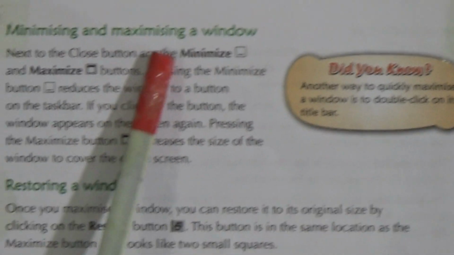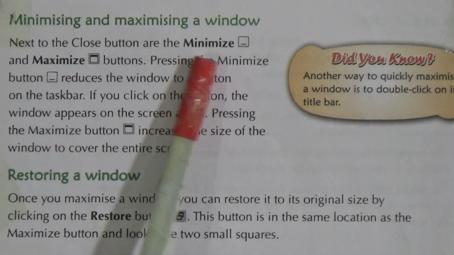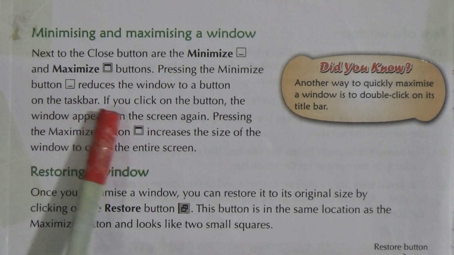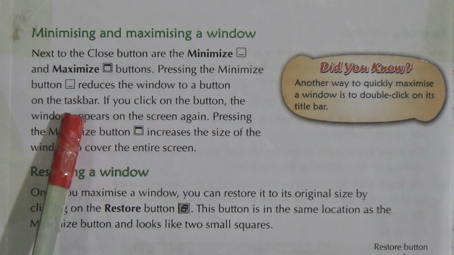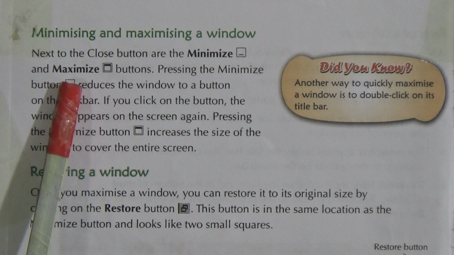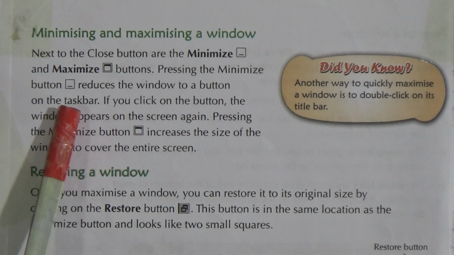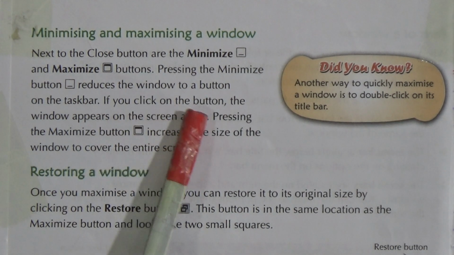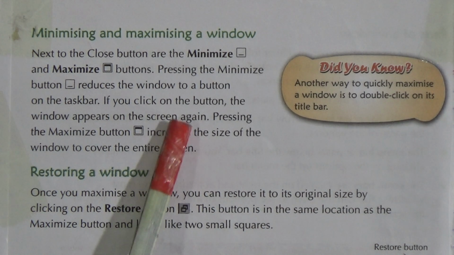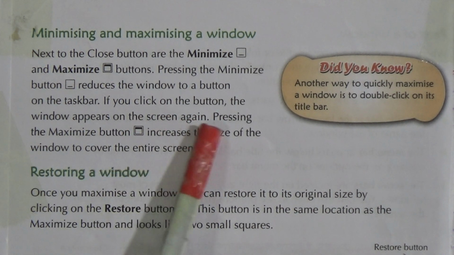Minimizing and maximizing a window. Next to the close button are the minimize and maximize buttons. Pressing the minimize button reduces the window to a button on the taskbar. So if you click the minimize button, the window is minimized to a button on the taskbar. If you click on the button, the window appears on the screen again. So if you click on the button on the taskbar, then it comes back to the screen again.